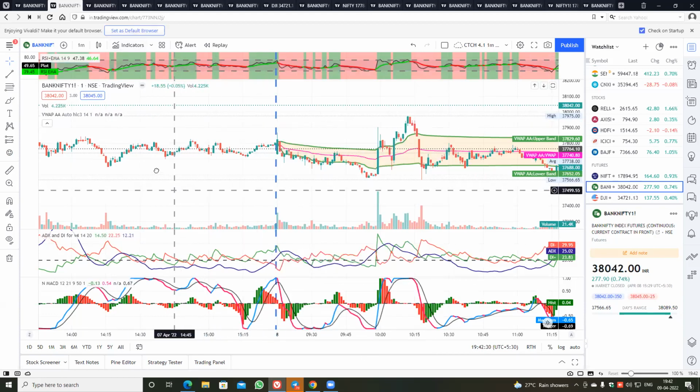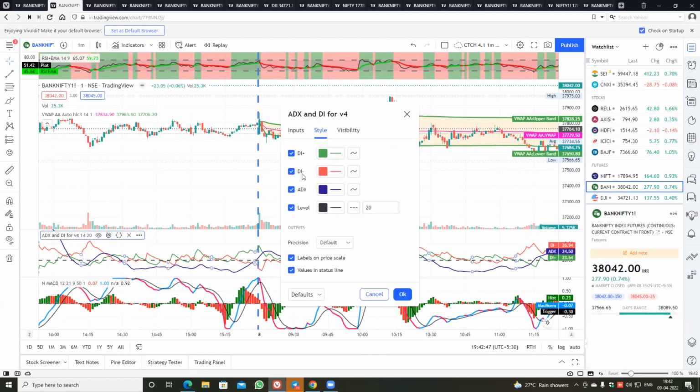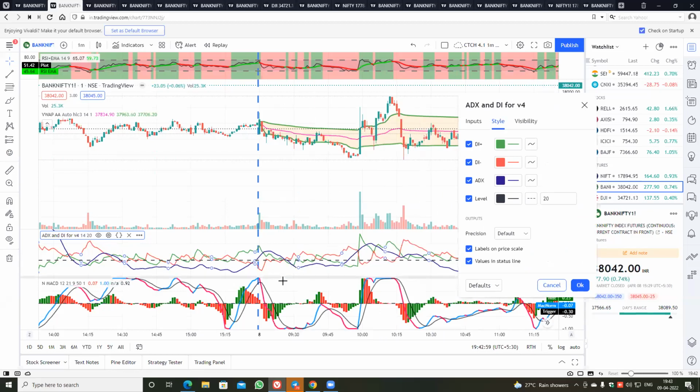Next indicator is ADX-DI. It is also a momentum indicator, and it shows the strength of the trend. The ADX actually consists of two values, the positive and negative directional indicators. This positive indicator is shown as green here. You can see whenever it crosses, the momentum also, the strength of the trend also goes up.